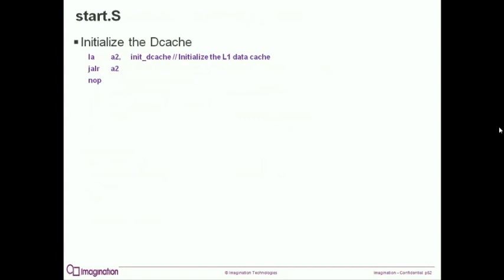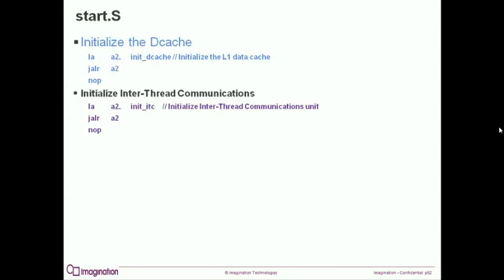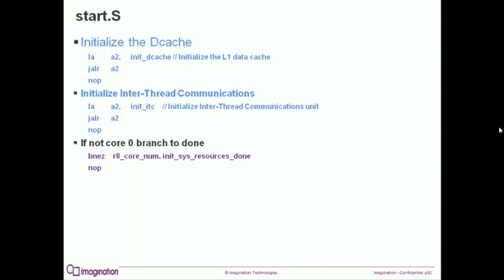Next in start.s is a call to initialize the D-cache. That is also covered in the Programming a MIPS Core software course, and I'm not going to cover it here. The init ITC is a placeholder for you to put any code you need to initialize the ITC for your system. At this point, the code will continue to initialize system-wide resources.